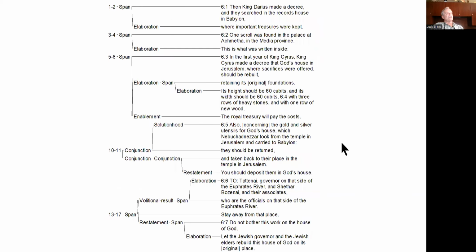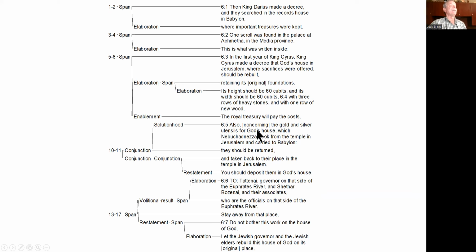In contrast, in regard to the rebuilding of the temple, Tatnai, the governor, writes back to Darius, and Darius, first of all, makes a decree that they search through the records house in Babylon where important treasures were kept. So he first decides to research this further. They found a scroll, and they found in it that there's a decree. And the decree was to rebuild, and there was elaboration on how much was to be done, who was supposed to pay for it, and all of this.